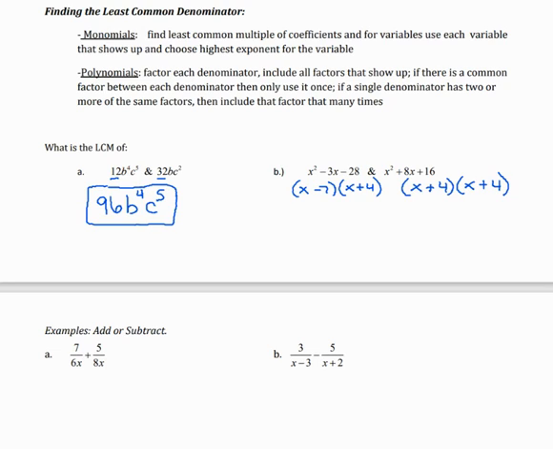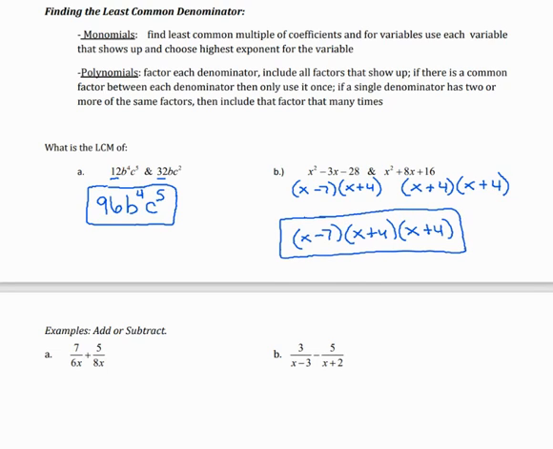So that LCM is certainly going to have an x minus 7, because we see x minus 7 showing up. It's going to have an x plus 4, because we see that showing up not only in the first one, but in both of them. Now, we're actually going to include that x plus 4 twice, because in the second polynomial, it shows up twice. So there's my LCM. Notice I don't need to have x plus 4 3 times, okay?